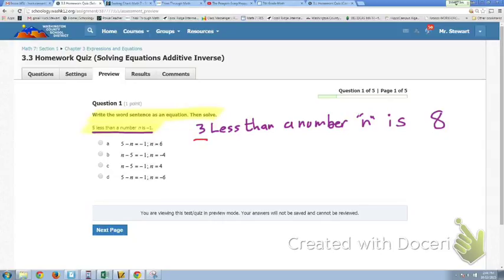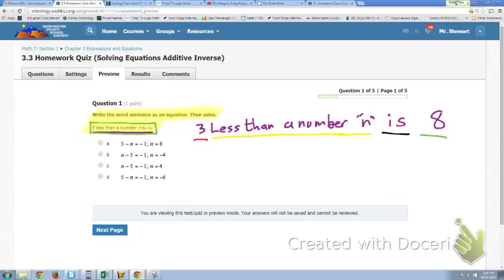So 3, okay, that's one section of it. And then we would say less than the number n, that's another section. And then identify this, so is, and then the last section is 8. So 3 less than the number n is 8. Now, this is similar to this question over here, so just watch. And again, remember, you can skip to the question that you missed. You don't have to listen to the whole video, just skip to the question you missed.